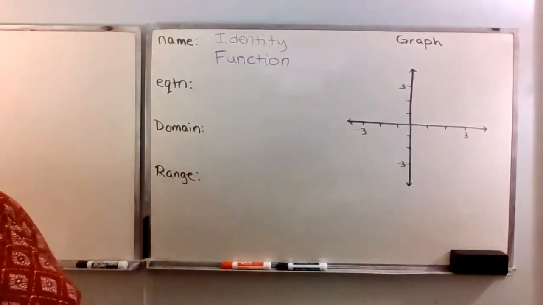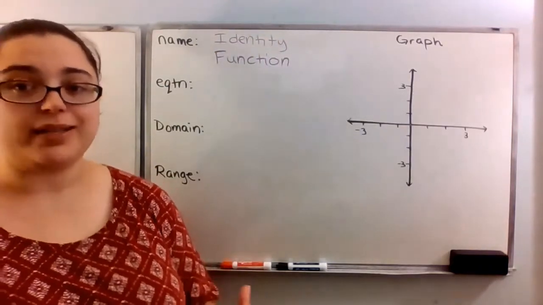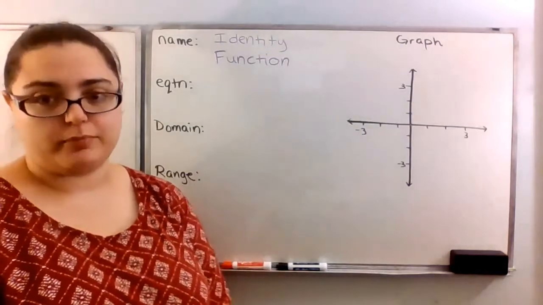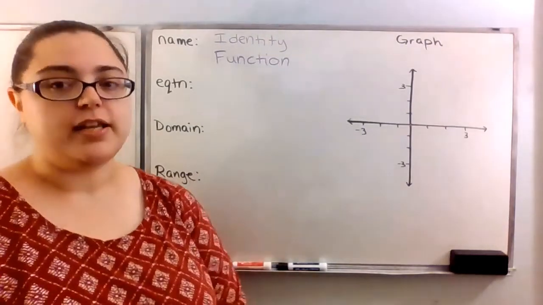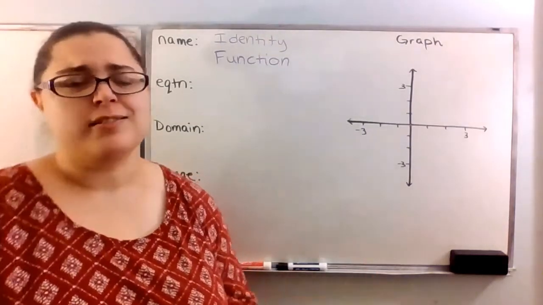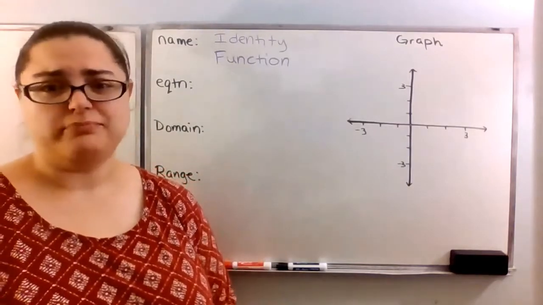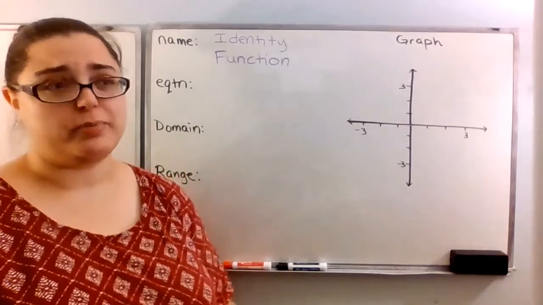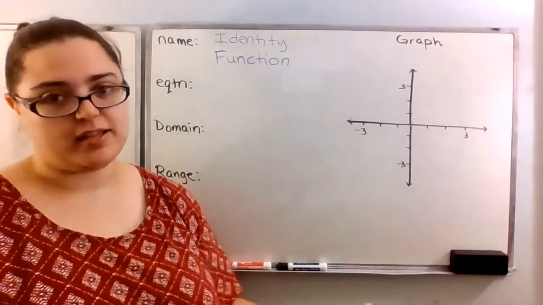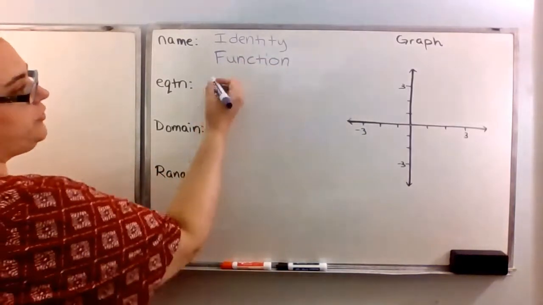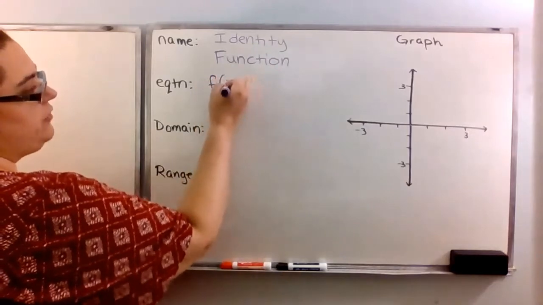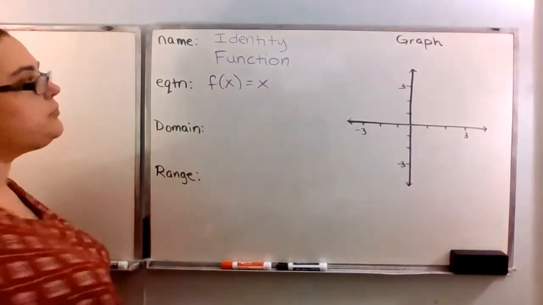So the identity function has been given this name because it preserves the identity of the input. In other words, if I say, what's x? Your answer is x. What's 3? 3. So f of x is going to be x. It spits out exactly the same input. So the equation for the identity function is f of x equals x.